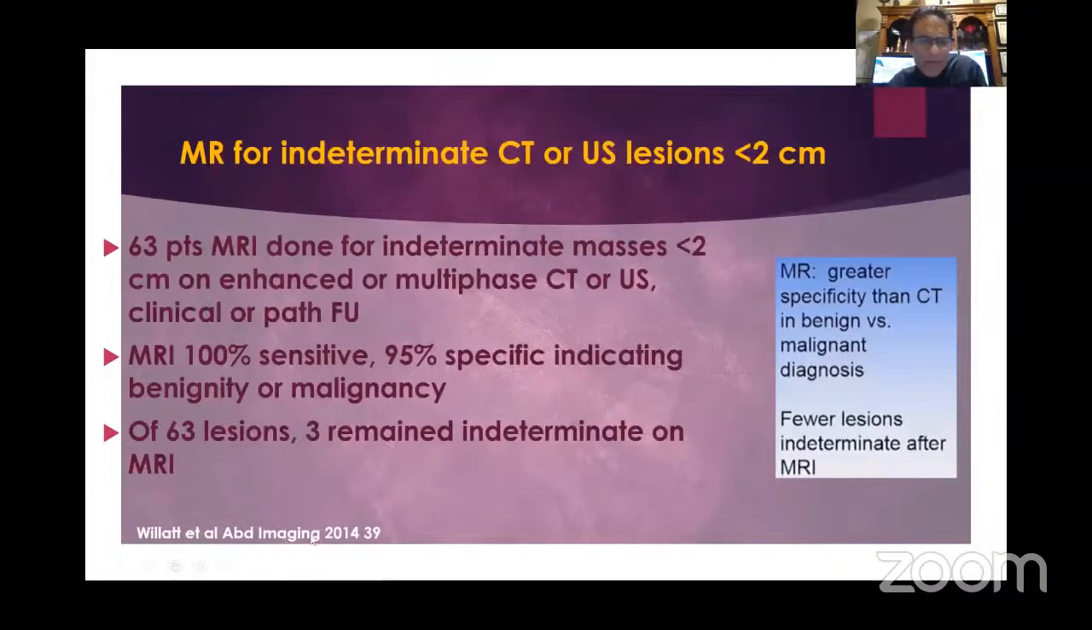Another study, which was published in Abdominal Imaging, had 63 patients with indeterminate lesions smaller than 2 centimeters. And of these 63 patients, MR was sensitive 100% of the time. That means it diagnosed all those 63 patients. MR was 95% specific, indicating benign versus malignant lesions. Of these 63, only 3 remained indeterminate following MRI.